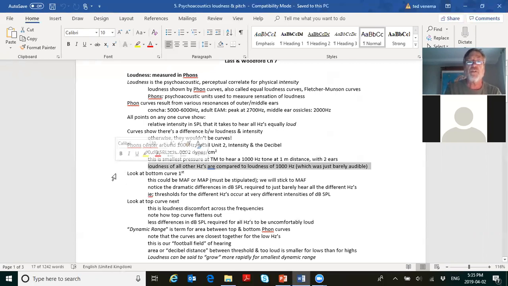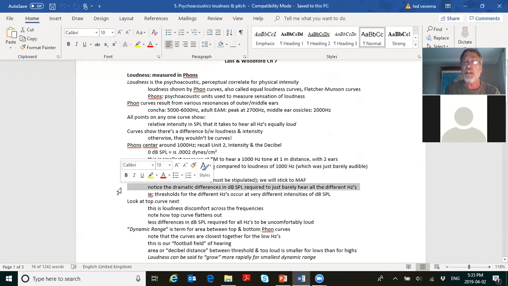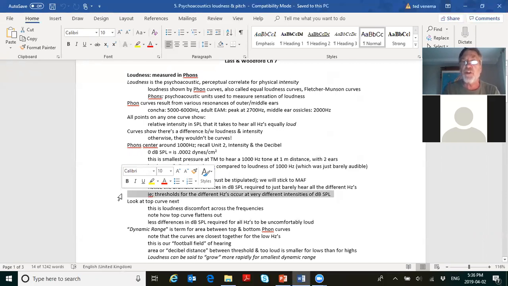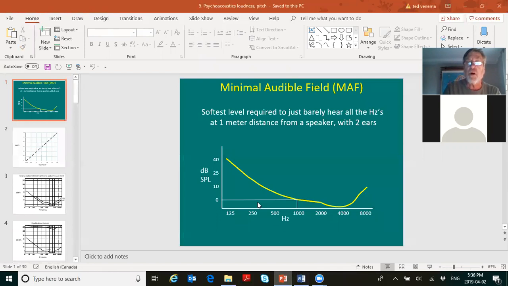So look at the bottom curve first. This could be MAF or MAP. We will stick to minimal audible field. Notice the dramatic differences in dB SPL required to just barely hear all the different frequencies. That is, the thresholds for the different frequencies occur at very different intensities of dB SPL. And yet these all sound equally loud. How loud? Just barely audible. That's how loud.